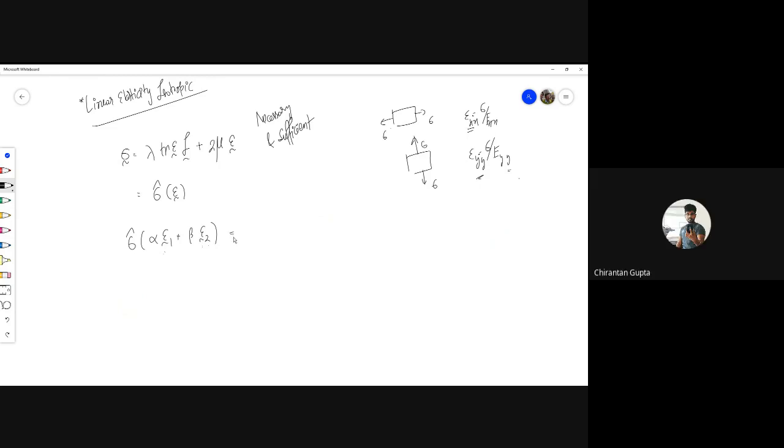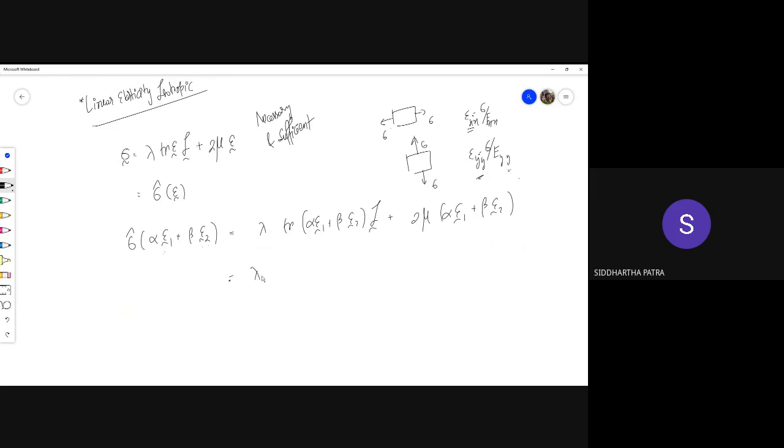Yes, sir. Okay. So I can show you that this is going to be lambda times trace of (alpha epsilon 1 plus beta epsilon 2) times I plus twice mu (alpha epsilon 1 plus beta epsilon 2). But then after that, I can show you that the trace of the sum of two matrices is essentially the sum of the traces. As simple as that. Basically, you are adding the diagonal terms up.